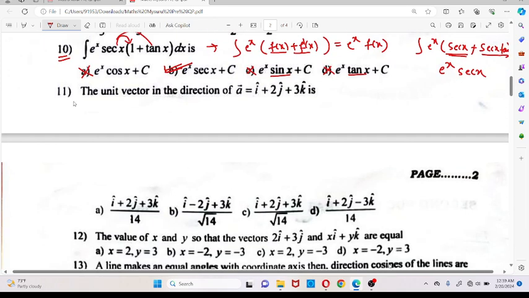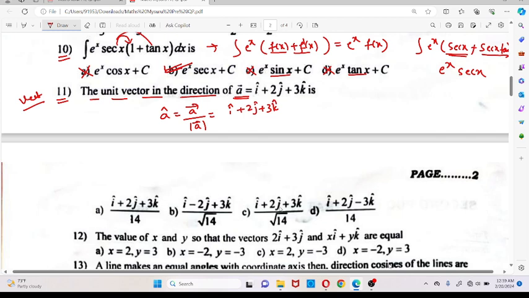We'll go through the 11th question. The unit vector in the direction of vector A is given. This is from the chapter vector algebra. When asked for the unit vector in the direction of A, we know the formula: A cap is equal to A vector divided by magnitude of A. So here my A vector is what? I cap plus 2j cap plus 3k cap.